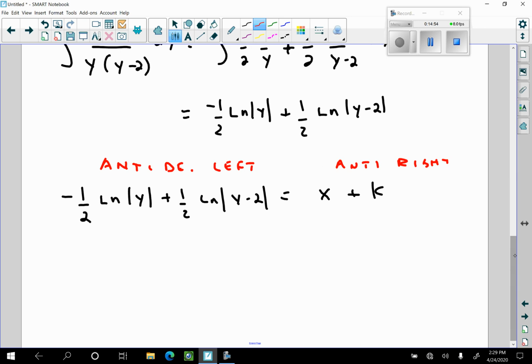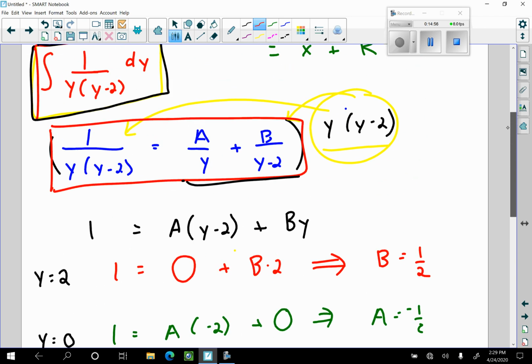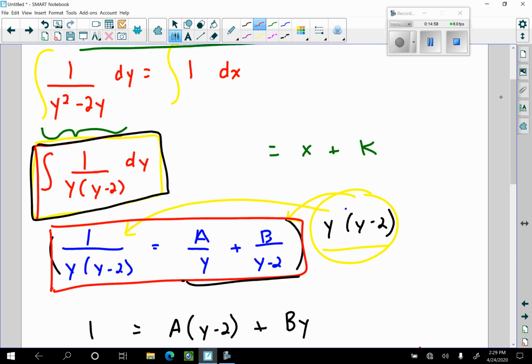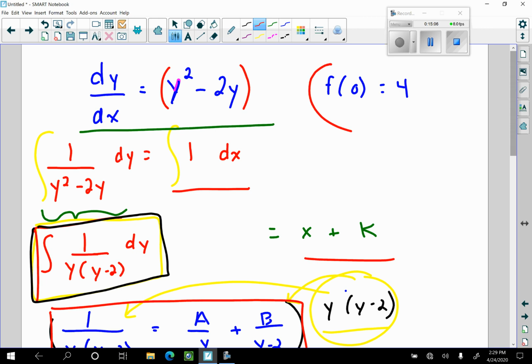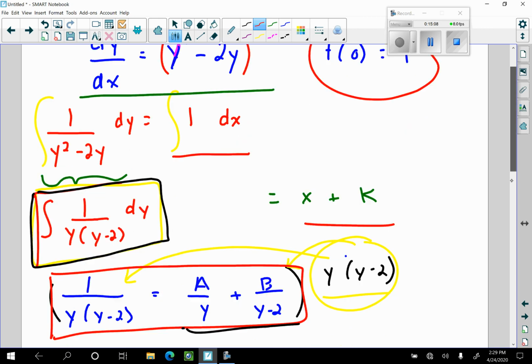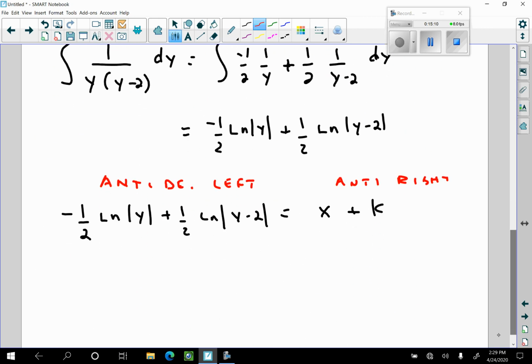Okay, and if I come back up here, this is what I wanted right here. This is what I had. This was the right side. Okay. And so now, I started with this initial condition f of 0 is equal to 4. So what I'm going to do, I have to be very, very careful here. This time I'm going to factor out a negative 1/2 of both of these right here. I'm going to factor out a negative 1/2. And what do I have?